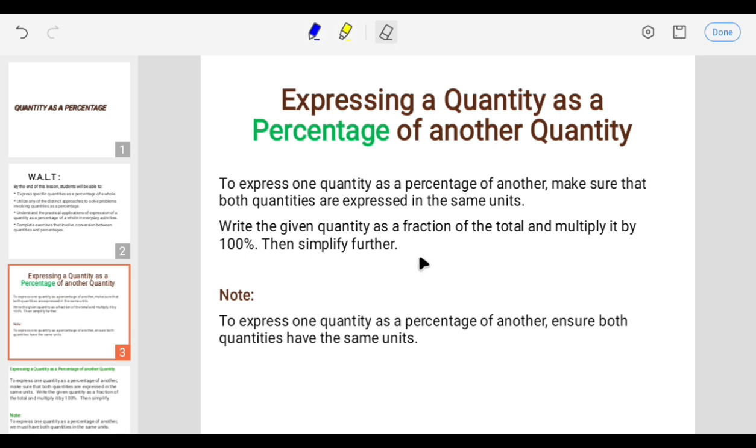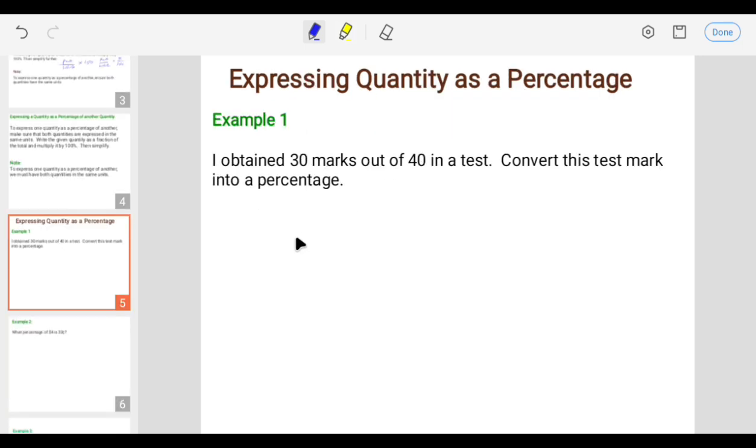Now we can also use a formula to solve any problem involving expression of quantity as a percentage. That is, you have your part over the whole equals the unknown value over 100. Now let's take this first example.